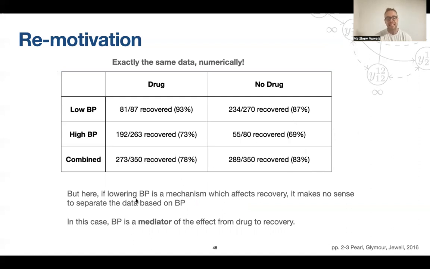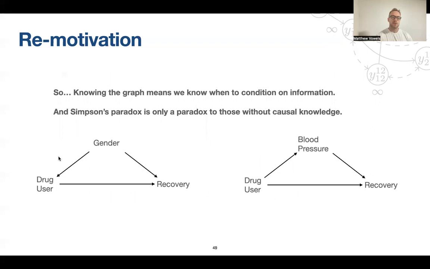And this is because, as I said, lowering blood pressure is a mechanism which affects recovery. We don't really want to separate the data and discard that variance because it's part of the causal effect that we care about. And in this case, blood pressure is actually a mediator of the effect from drug to recovery. There's a causal process that incorporates blood pressure as part of the efficacy, the mechanisms by which the drug works or doesn't work. So it's exactly the same data numerically, but we come to completely different conclusions. And so we can actually know this based on the structure of the graph, and we'll talk about this, as I said, in more detail later on.